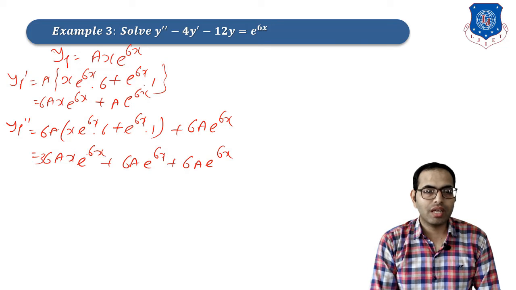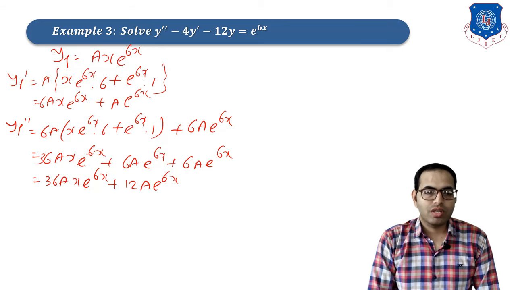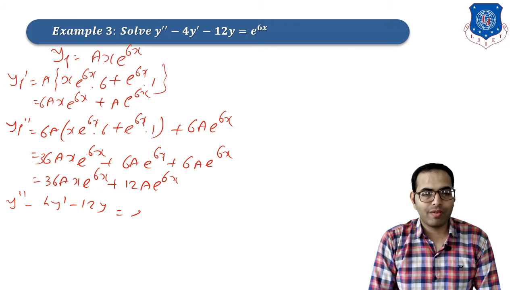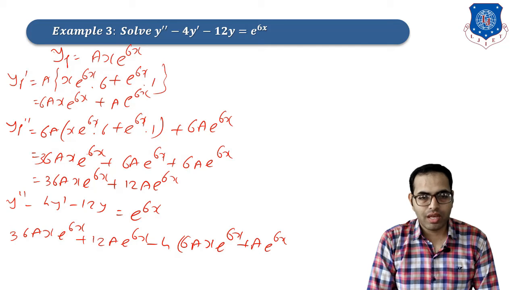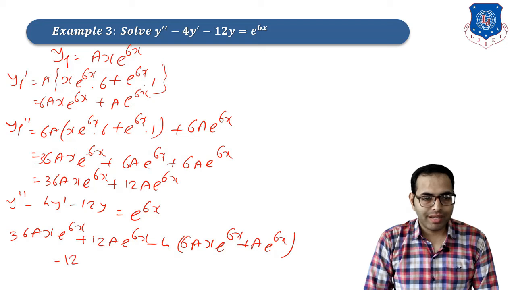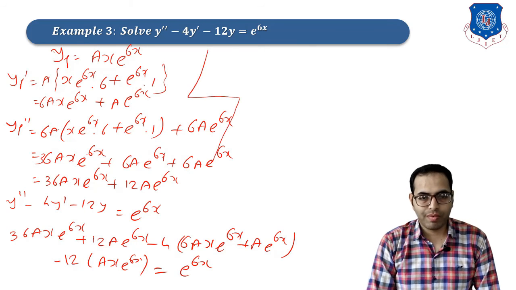Now substitute all these in our given differential equation. Then yp'' is 36a x e^(6x), and 6 plus 6 is 12, so 12a e^(6x). The equation y'' - 4y' - 12y = e^(6x) becomes 36a x e^(6x) + 12a e^(6x) - 4(6a x e^(6x) + a e^(6x)) - 12 a x e^(6x) = e^(6x). Just expand these terms.